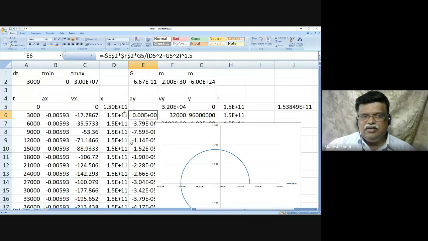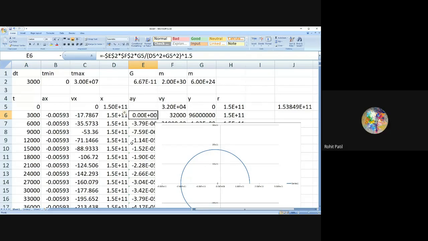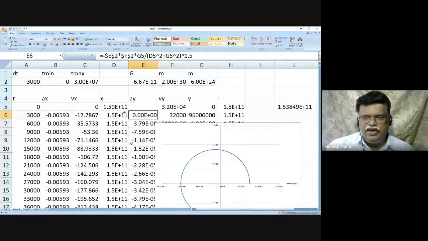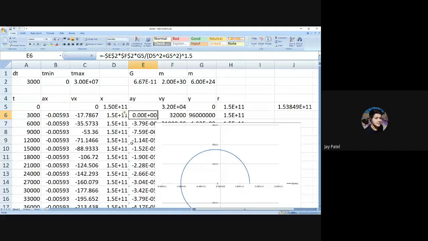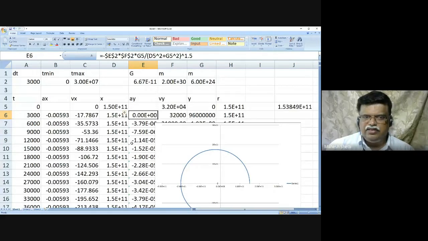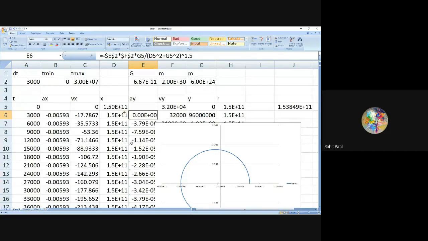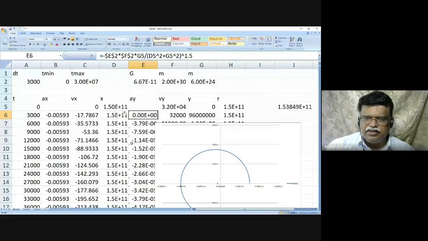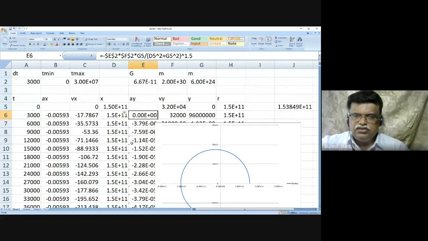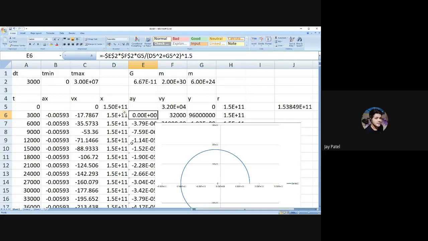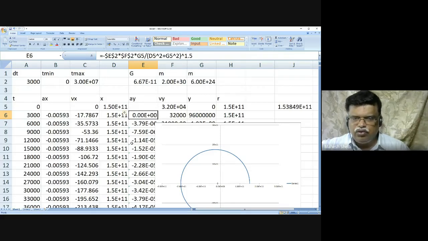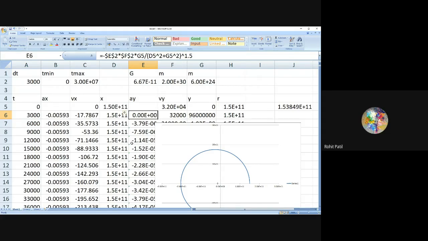What is your dt? How much is dt? Numerically, how much is it? dt is 30,000. D max is 3 into 10 raised to 7. Okay, so you have taken 1,000 points. Yes. Have you taken the same Vy and Y? Are you sure? Vy is 2.9 E plus 4. Okay. And X value? X is 1.5 times 10 raised to 11.